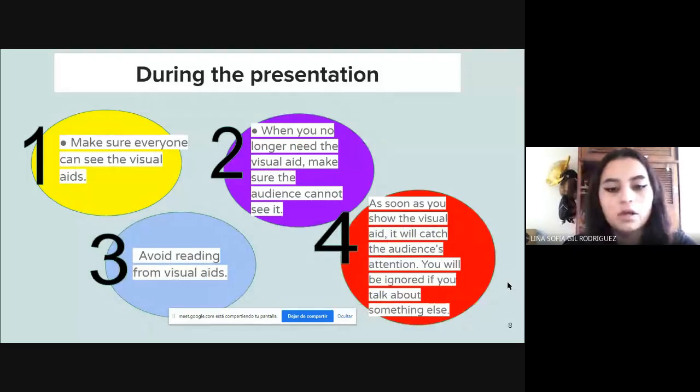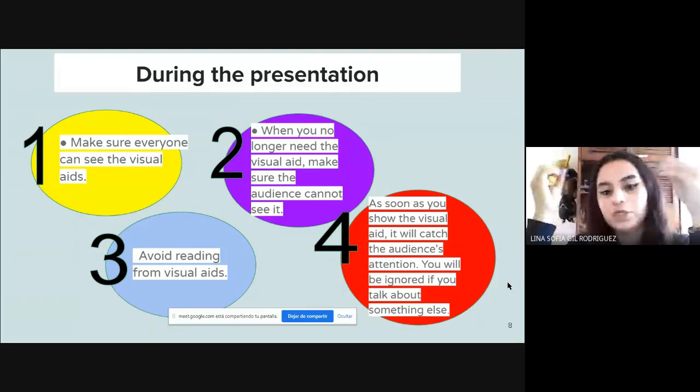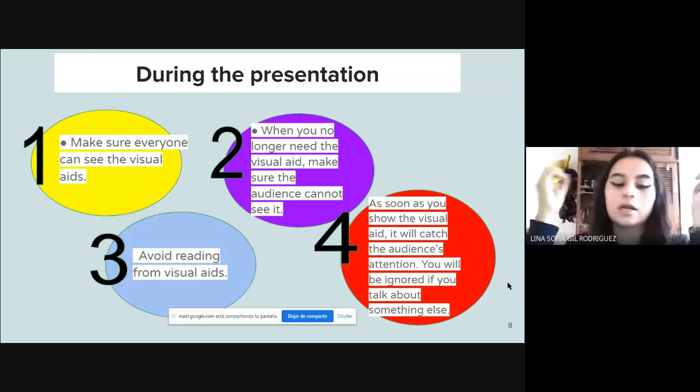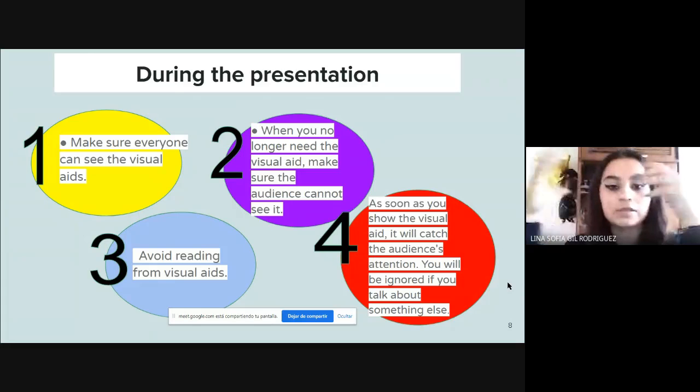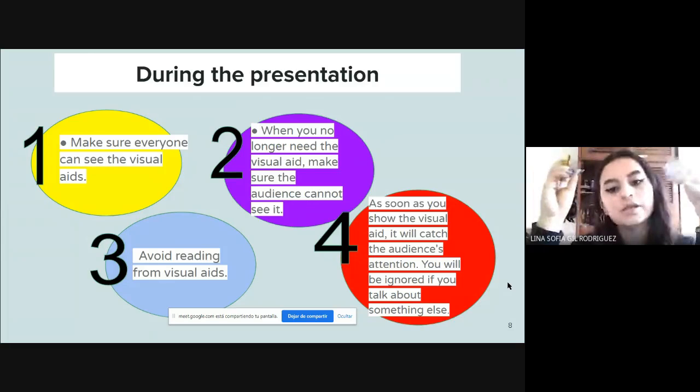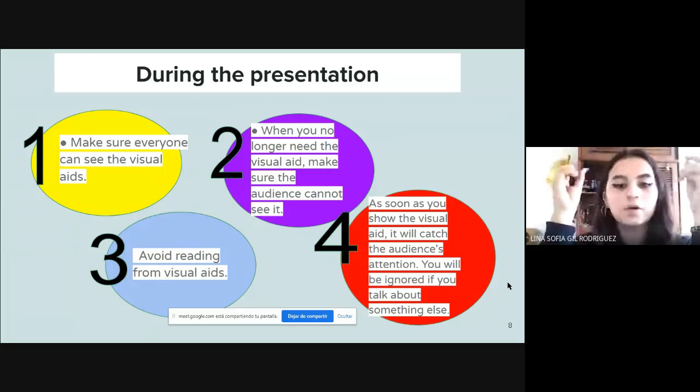During the presentation, first make sure everyone in the audience can see the visual aids. If part of your audience cannot see the presentation, it will be more difficult to understand. Second, look at the audience. Eye contact gives you credibility with the public. Third, avoid reading from the visual aids. This will make it seem that you didn't prepare the topic. The public will think you read because you didn't study the topic.